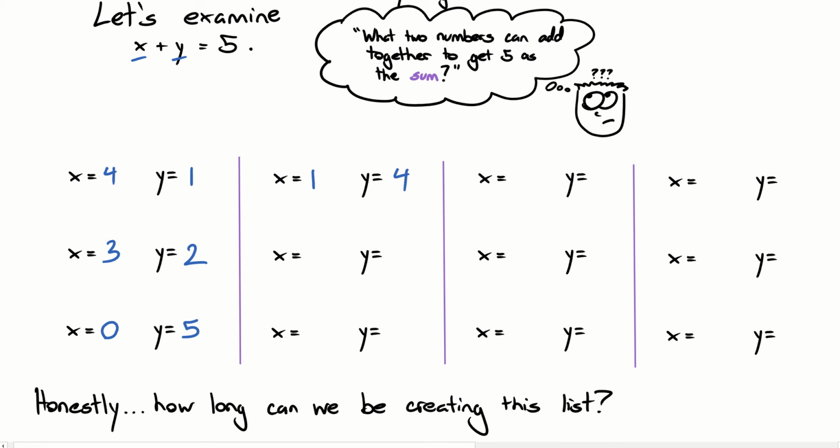By that same rationale, if x is 3 and y is 2, then x could be 2 and y is 3, and x could be 5 and y is 0. So every time we get one solution, we're effectively doubling it by simply flipping around x and y.